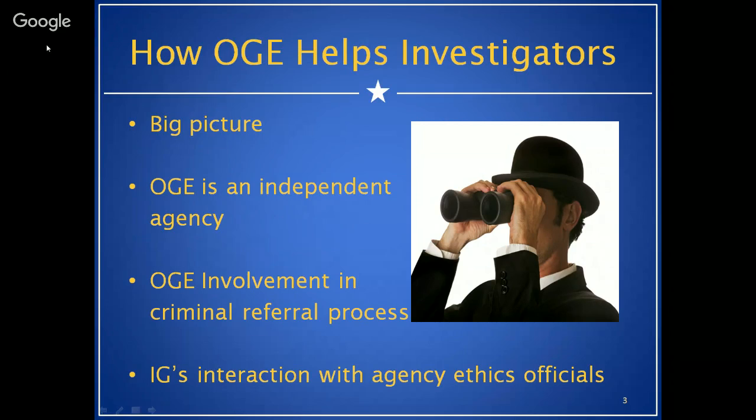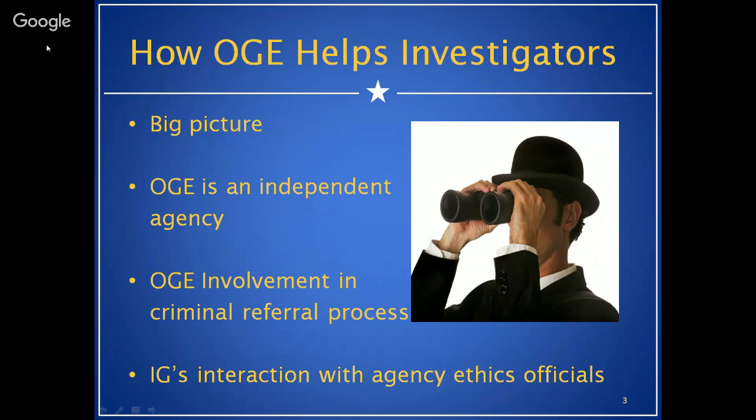Now, that being said, we strongly encourage IGs to work with their designated agency ethics officials and the ethics officials in their own agencies, because those officials have the agency-specific expertise to know whether specific actions might present a conflict for employees at that agency. And the ethics officials at the agency have access to agency-specific information, which we'll be talking about in the second half of this presentation.